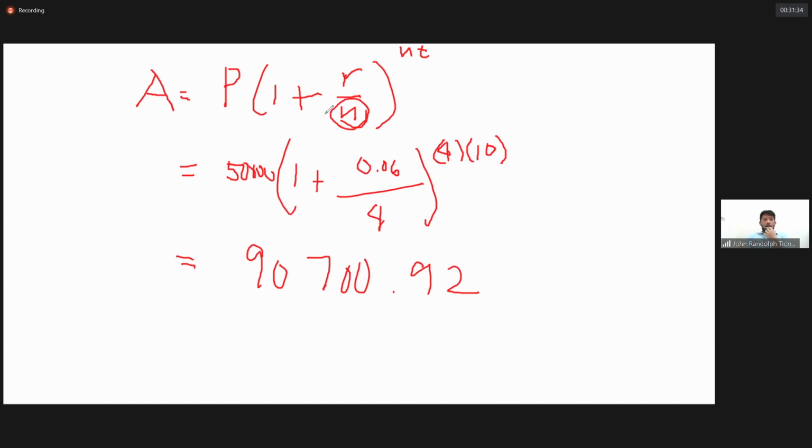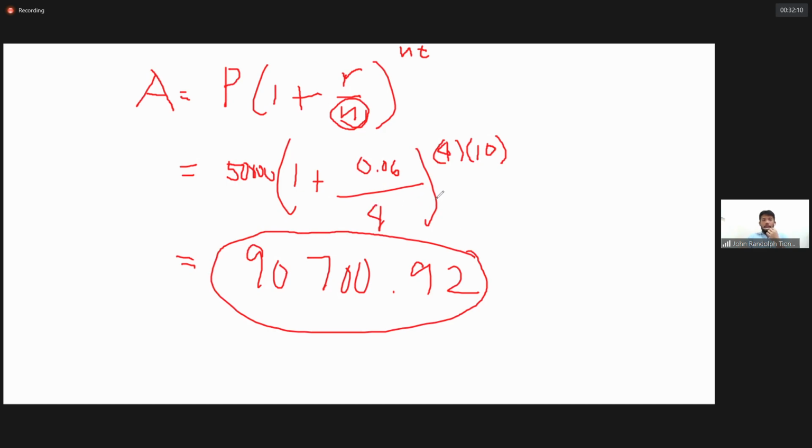Okay. Now how about same problem? Instead of compounded quarterly, let's just say semi-annually. When we say semi-annually, what do you mean by semi? Kalahati, di ba? Ibig sabihin in 1 year, twice. Twice in 1 year. So what do you think the value is? Is it greater than this value or less than this value? Ito is quarterly na value. How about semi-annually? Will it be less than or greater than this value?